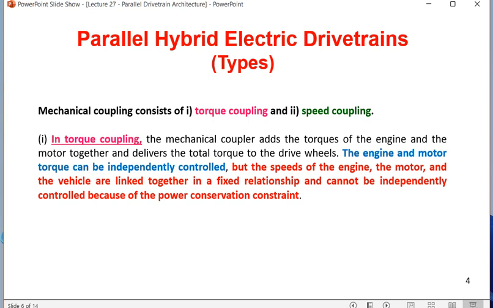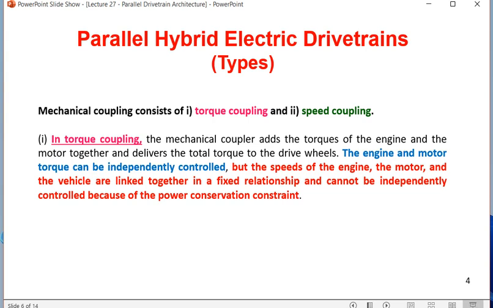The engine and motor torque can be independently controlled. That means the primary source and secondary source of torque can be controlled separately. But the speeds of the engine, the motor and the vehicle are linked together in a fixed relationship and cannot be independently controlled because of the power conservation constraint. So this is a control problem you are finding. The engine and motor torque can be independently controlled. Engine is the primary source, motor is the secondary source, but the speed of the engine, speed of the motor and speed of the vehicle are linked together in a fixed relationship and cannot be independently controlled because of the power conservation constraint. This is what is called a torque coupling.